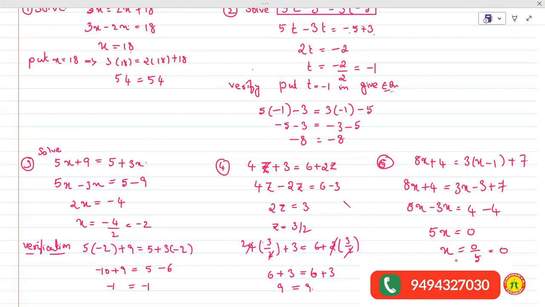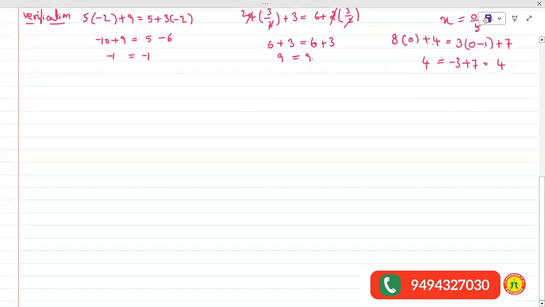So for verification, you put 0 in place of x in the given equation. So 8 of 0 plus 4, and 3 of 0 minus 1 plus 7. 8 of 0 is 0, 0 plus 4 is 4. 3 of minus 1 is minus 3, plus 7. So it is 4; 7 minus 3 is 4. Is it right or not? Yes, sir. Very good, Rohit. Thank you, sir.